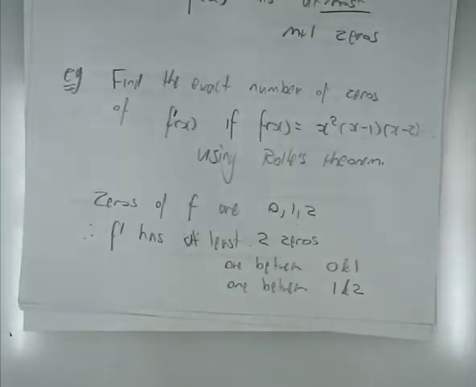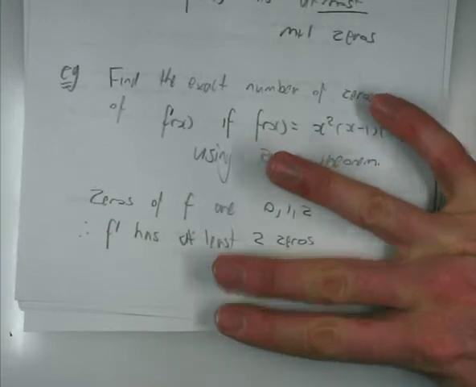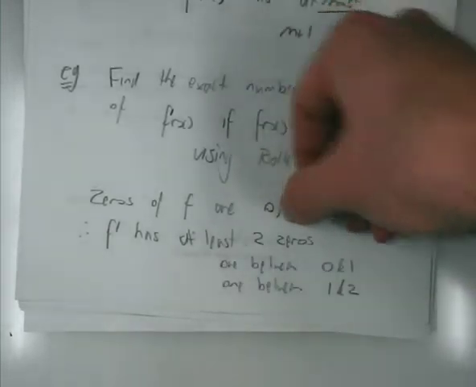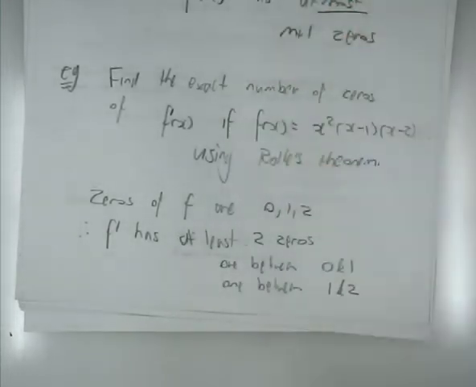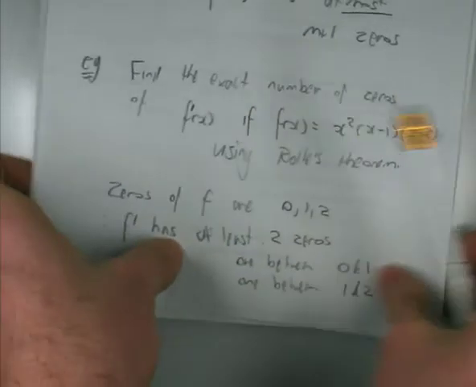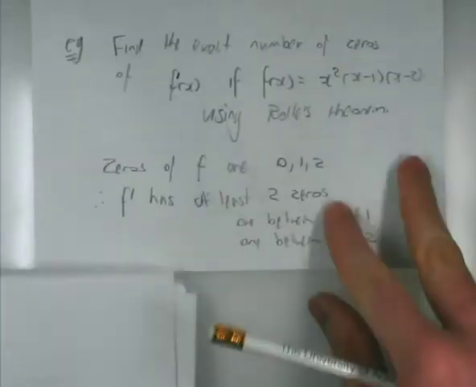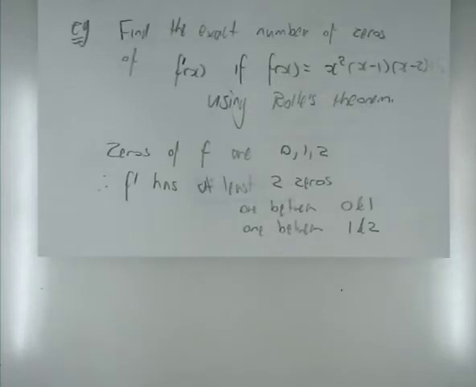Now that's all the information that Rolle's theorem tells us. It doesn't just tell us that it has at least 2 zeros, it tells us that there's one that's somewhere between 0 and 1, and there's one that's somewhere between 1 and 2. So far we know that f dash has at least 2 zeros, but we don't know how many zeros it has yet. It could have more than 2. So the next step is we need a way of narrowing down at the top. We know the minimum, we need to know how many it could have at the top.